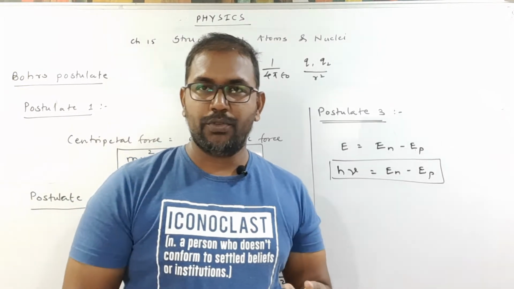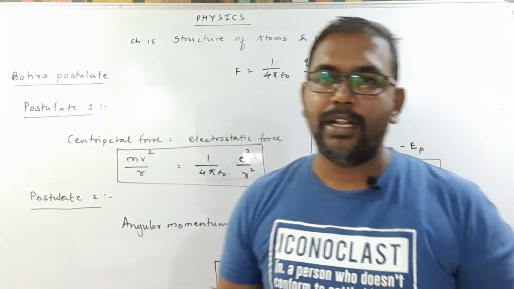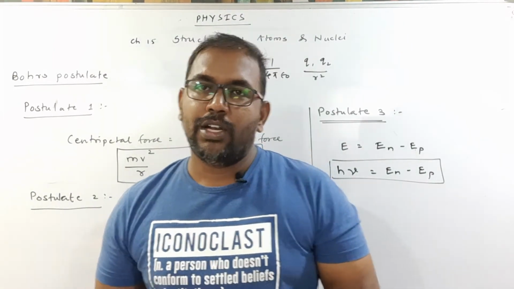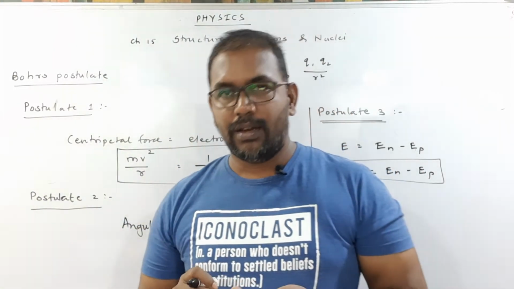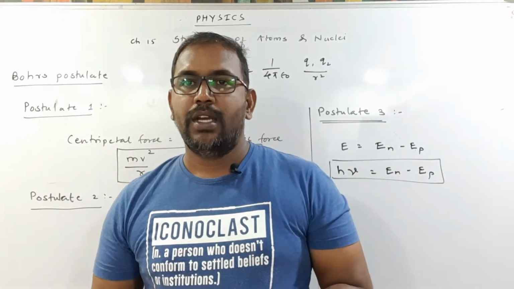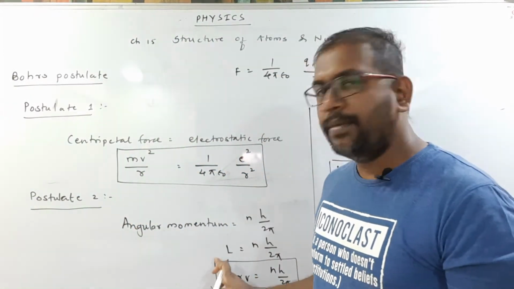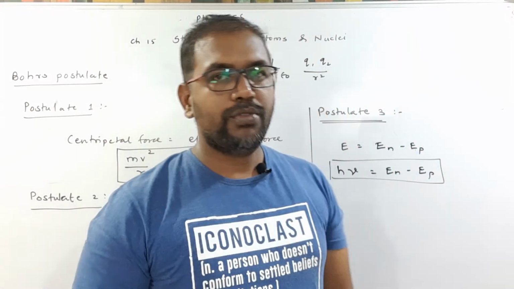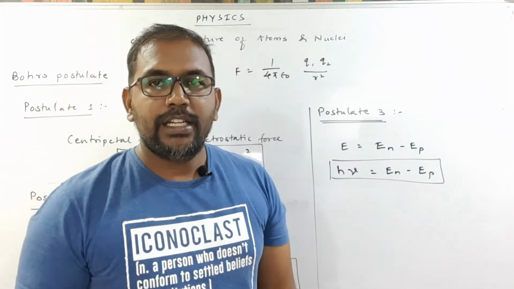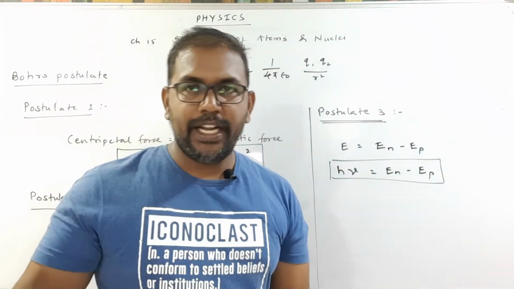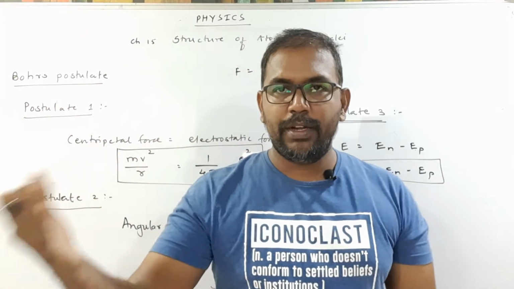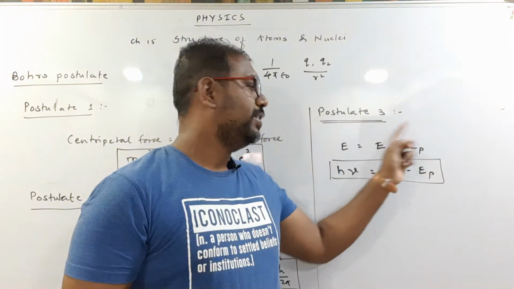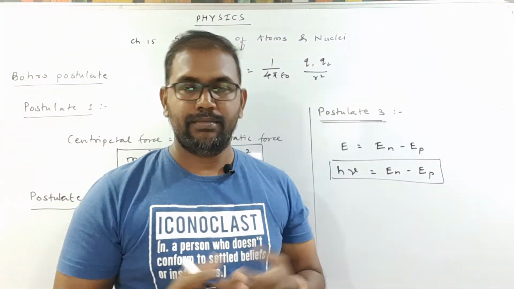So we have written three postulates. In the first postulate we wrote centripetal force is provided by electrostatic force. Second postulate, electron revolves without radiating energy in an orbit for which angular momentum is an integral multiple of h upon 2 pi. And in the third postulate, electron radiates energy only when it jumps from higher energy orbit to lower energy orbit, and energy radiated is equal to the difference in the energies of two orbits. So that's it.